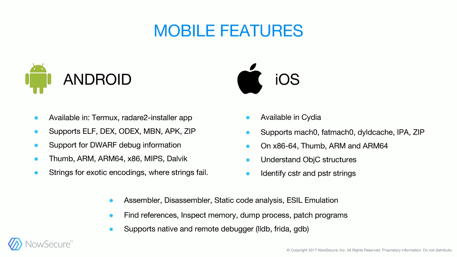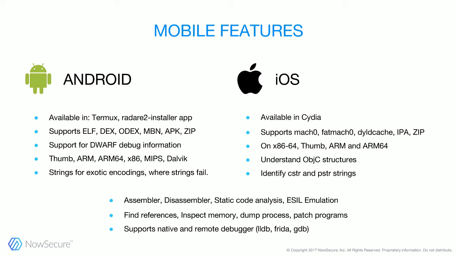Focusing on mobile, Radare2 supports the two main operating systems, Android and iOS. You can install Radare2 on your Android phone using Termux or from the Play Store. It supports all native file formats for this platform, like ELF, DEX, MBN, etc., as well as assembling, disassembling, and emulating ARM, x86, MIPS, and Dalvik code.